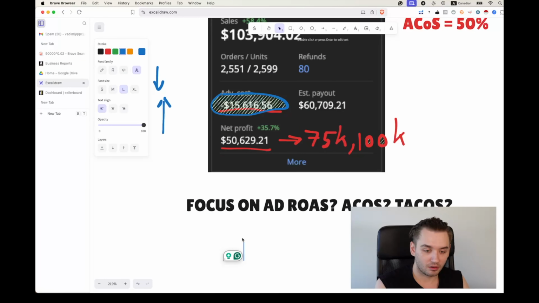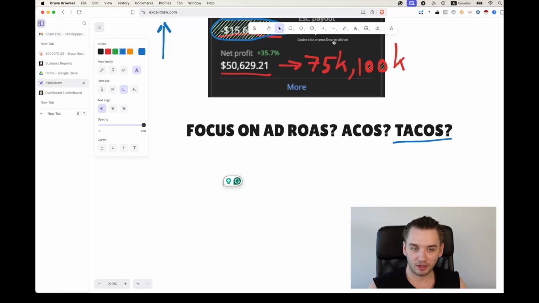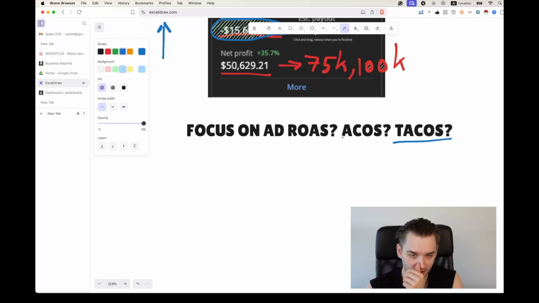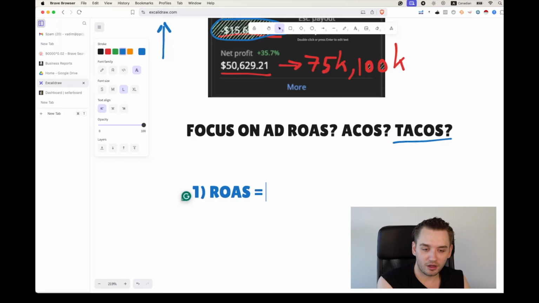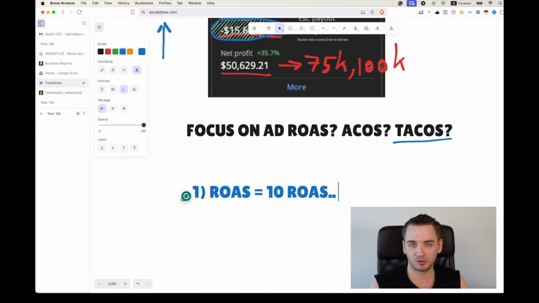So why are we not focusing on the ACOS? I want to demystify some myths. Let's start with the first one, ROAS. Why are we not aiming for 10 ROAS on ads? I want to spend less money. I want to get as many profitable sales as possible and spend as little on ads as possible.